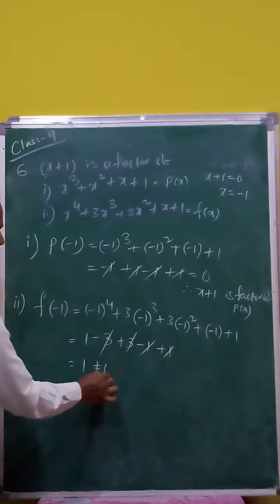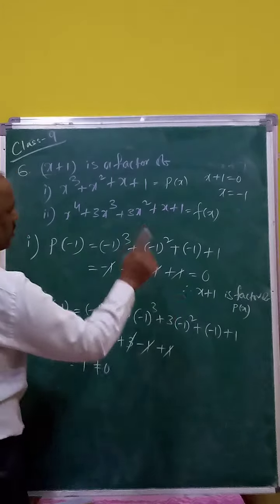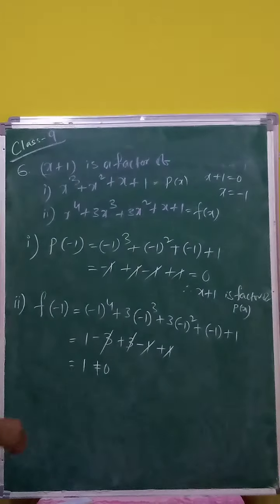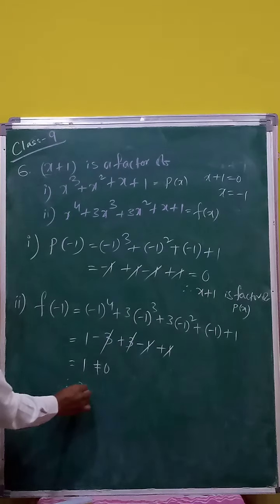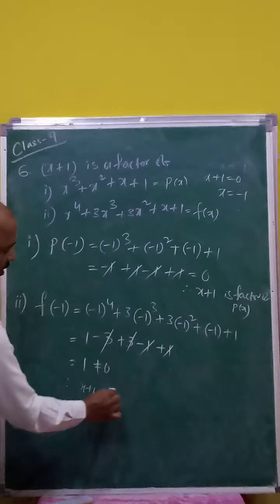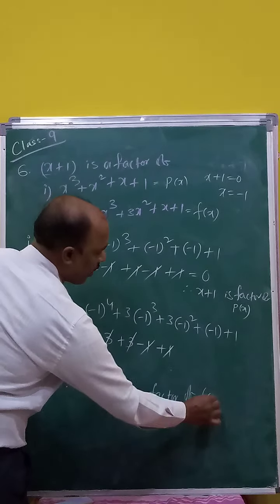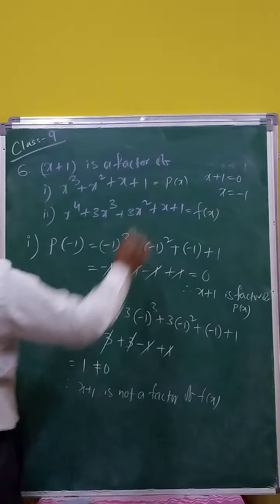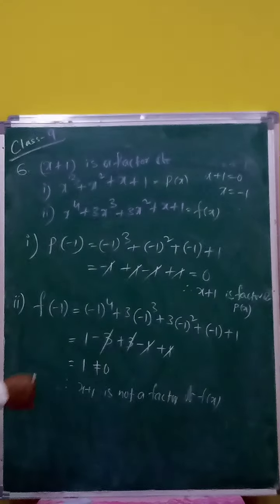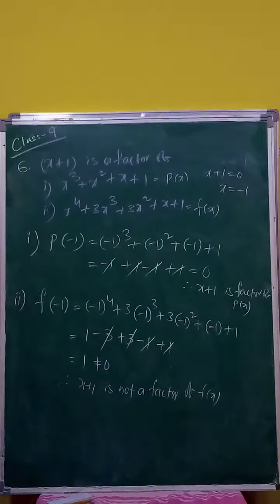1 does not equal 0. If it is equal to 0, it's a factor. It's not equal to 0, so it's not a factor. Therefore, x + 1 is not a factor of f(x). For the first one it is 0, so it's a factor, and for the second one it's not a factor.